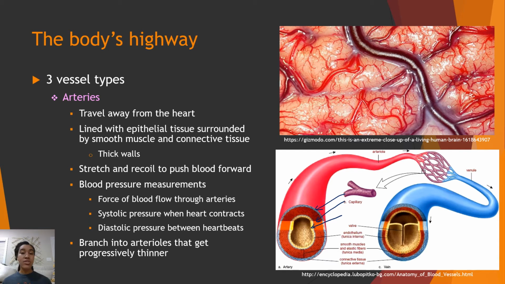And when you go to get your blood pressure taken, or if you take your own blood pressure or take someone else's blood pressure, you're actually measuring the pressure of the blood against the arteries. And there are two measurements when you're doing a blood pressure reading. There's the systolic pressure and the diastolic pressure.